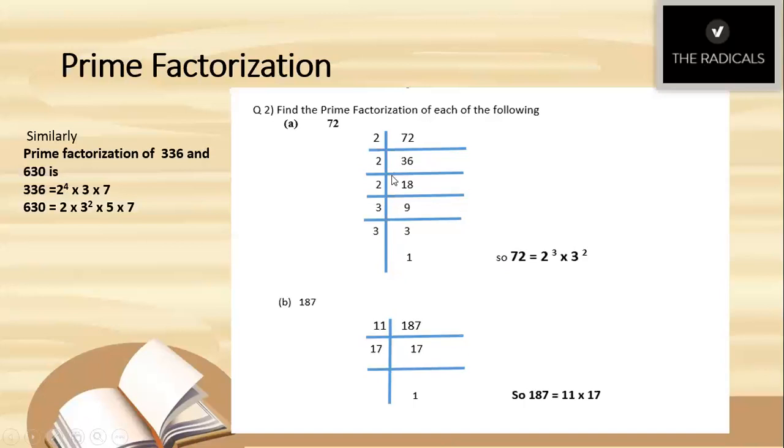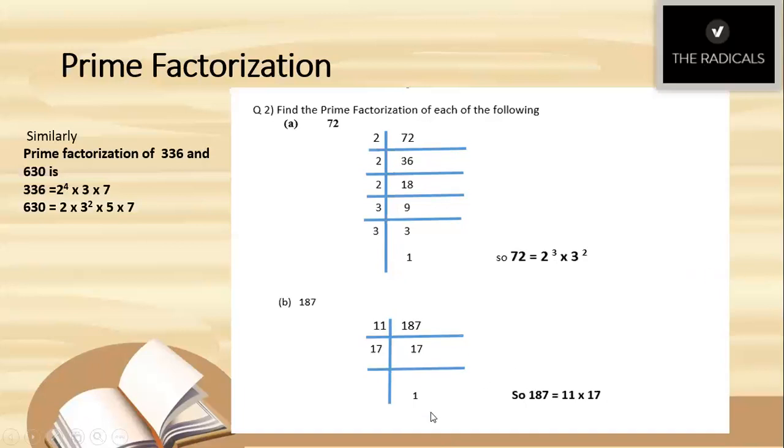72 is equal to, how many times is 2? 2, 2, 2. So there are three 2's. So we will write 2 power cube multiplied by 3 power square. This is the prime factorization of 72.